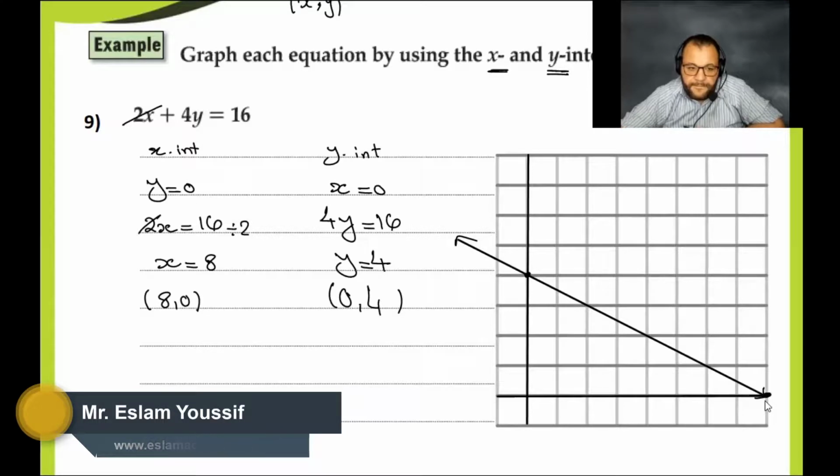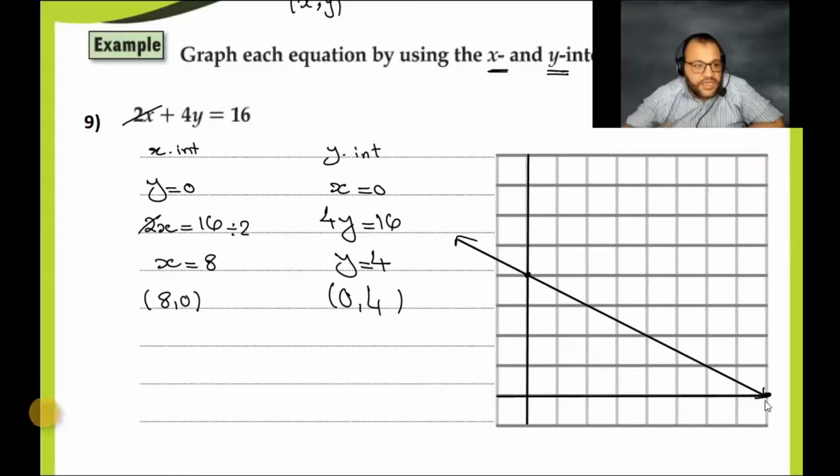What is 16? That is the equation. What does 16 represent? All of that is the equation, the constant number. It is the relation between x and y. If you multiply x by 2 and y by 4, you will find that the answer will be 16. That is the relation between them.